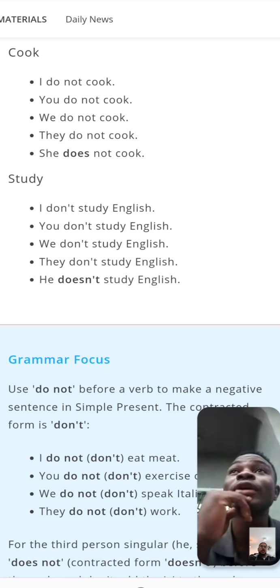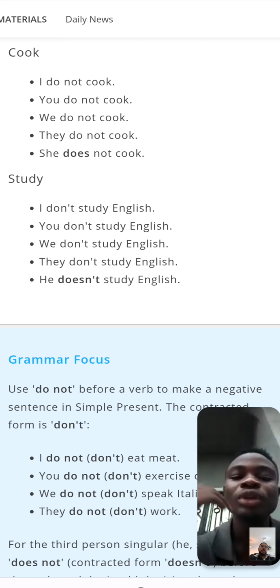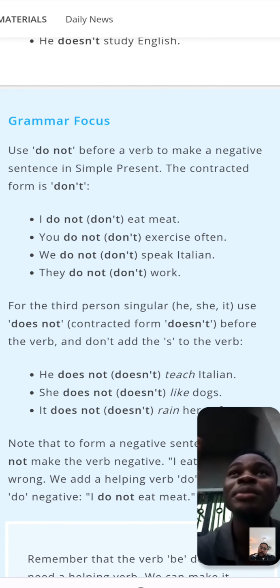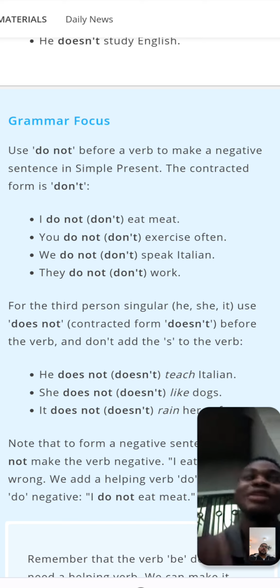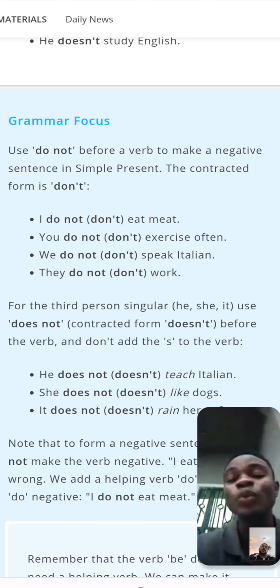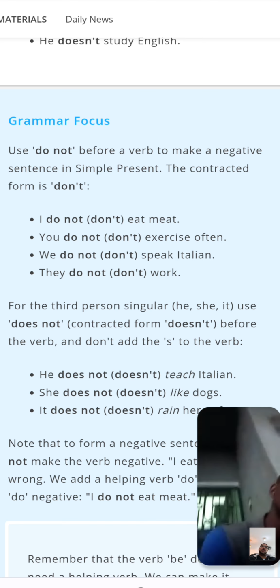Now we go to the grammar focus. Use do not before a verb to make a negative sentence in the simple present tense. The contracted form of do not is don't, okay? In a simple way, we use do not before a verb to make it negative. We do not place it before the subject, we use it before the verb. When we're forming questions, we place the verb do before the subject.